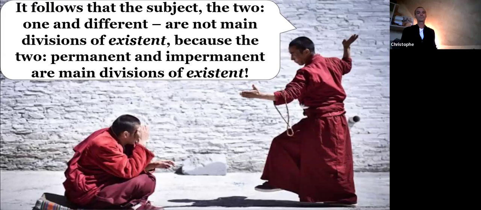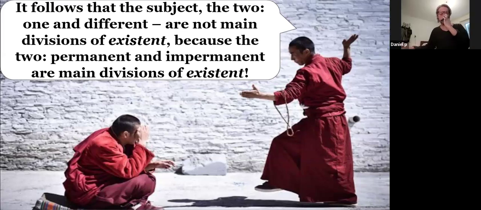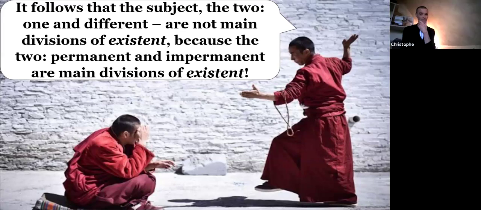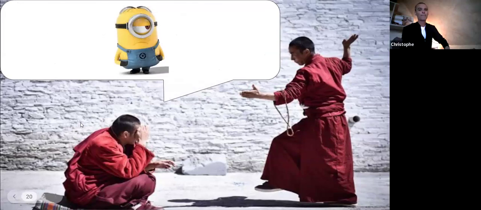We tend to think that if permanent and impermanent are the main divisions of the existent, then the others are not. But they are as well. One and different is also, if it exists, it has to be one or different. So one and different are also main divisions of existence. Is that okay for everyone? So yes, no pervasion. It's not because there are two main divisions that there are not other two main divisions. So that's the answer that you should give.